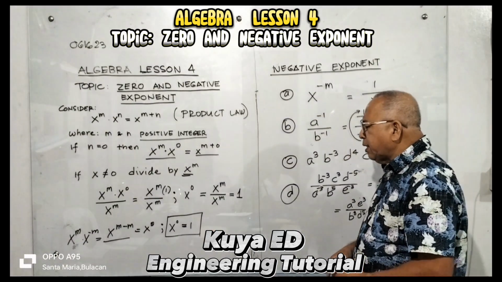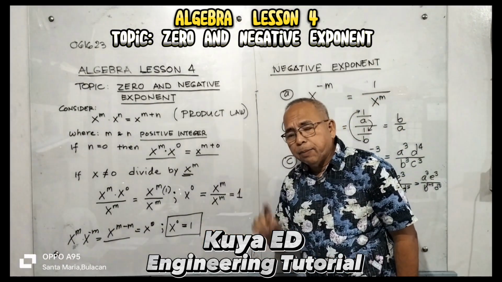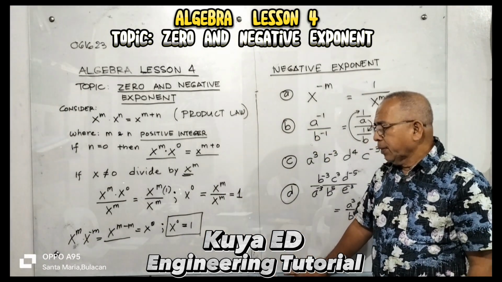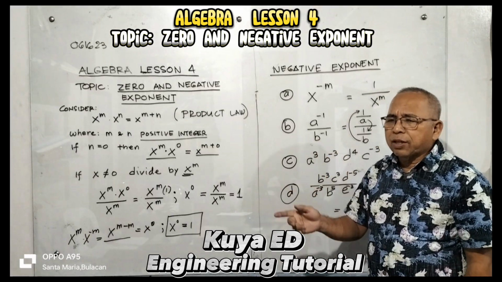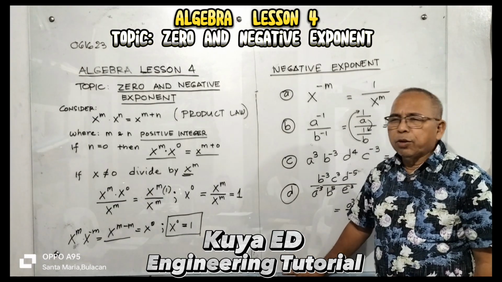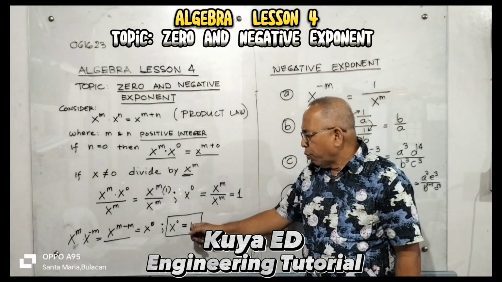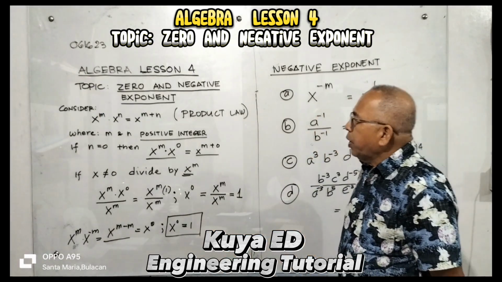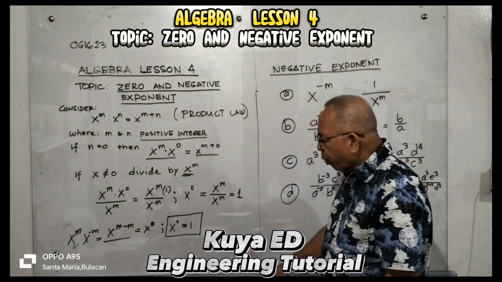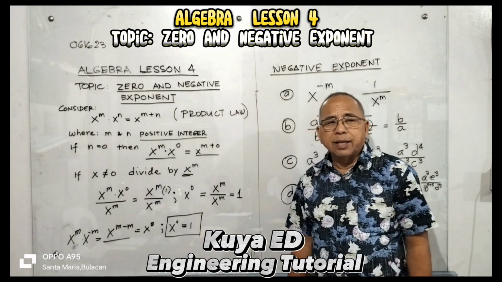If the exponent is 0, then that is equivalent to 1 because it simply means that the number is divided by itself. Kaya any number raised to 0 is 1. So, miski million, billion pa yan, raised to the 0, that will be equal to 1. So, that is why we have the 0 and negative exponent. So, yan po ang paliwanag dyan.